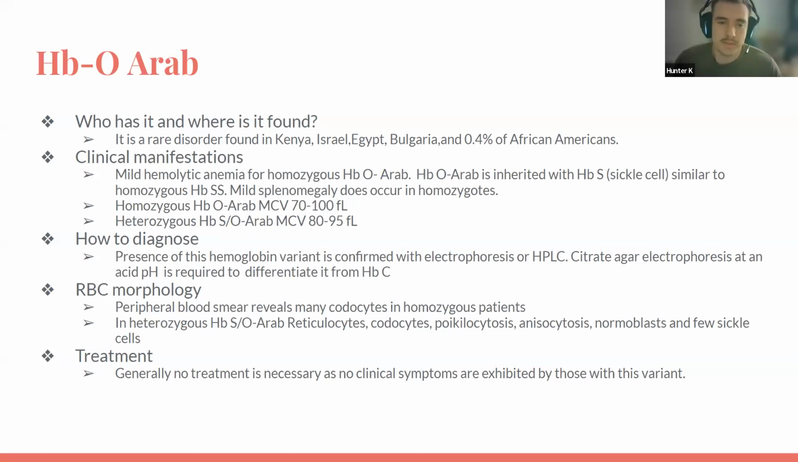So what that basically means is we also have to use a citrate agar at an acid pH to help differentiate it from HbC. Since there are no clinical symptoms usually displayed, there's generally no treatment necessary for people with this hemoglobin variant.